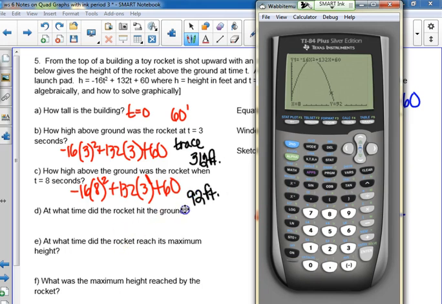At what time did the rocket hit the ground? Does anyone know how we'd have to do that algebraically? Yes, the height would equal 0. So we'd have to go 0 equals negative 16t squared, x squared, whichever, plus 132x plus 60. I'm thinking that's looking like a quadratic formula question. Anybody really excited about solving that? Yeah. Not so much, right?